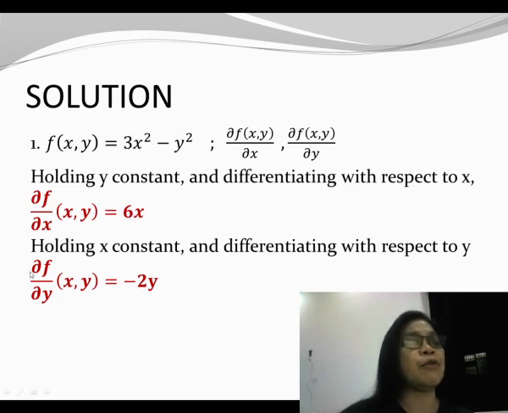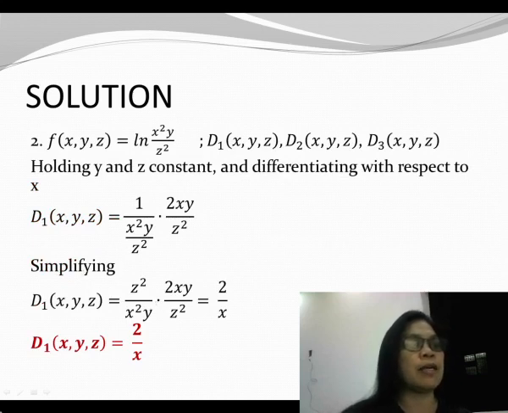And then similarly, if we look for the partial derivative of the function with respect to y, we will consider x as constant. So if x is constant, we apply the power rule, bring down the 2, and that will be negative 2y.